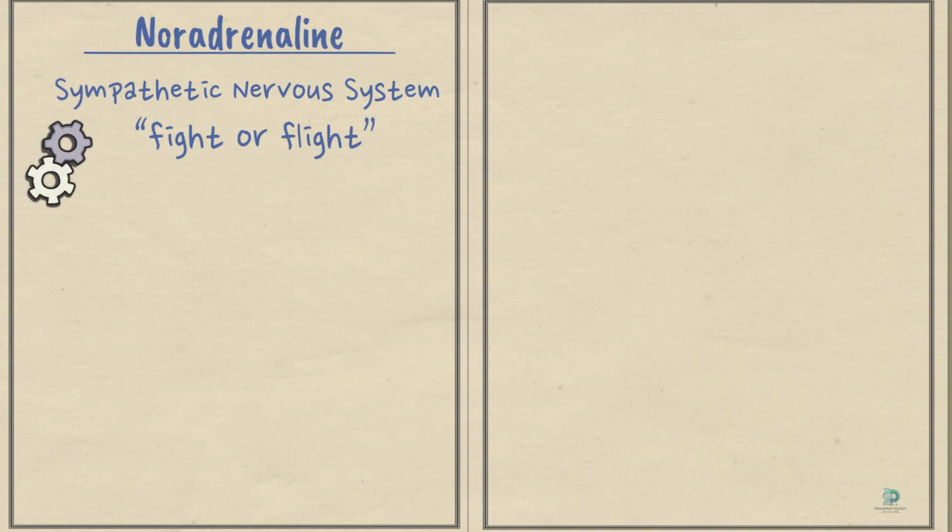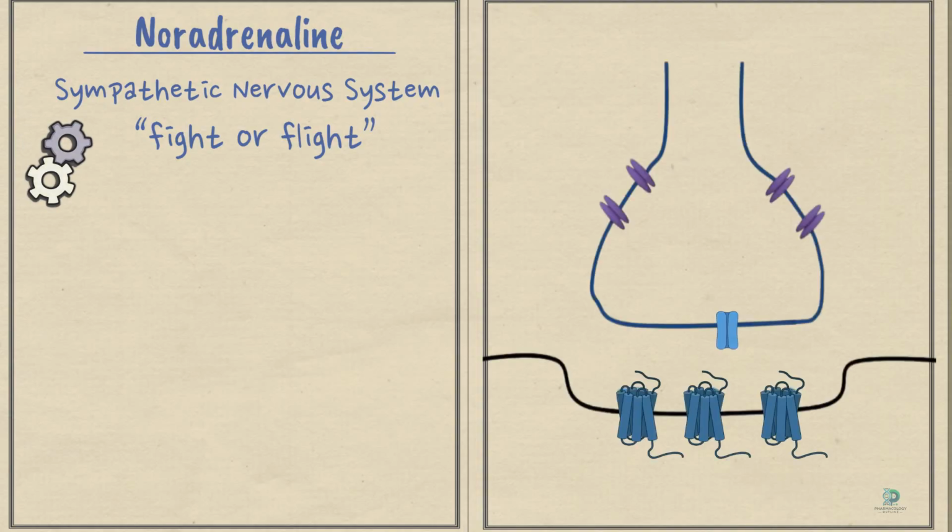Biosynthesis of noradrenaline. Its synthesis is a multi-step process. It all starts with the amino acid tyrosine, which enters the neuron. Tyrosine hydroxylase converts tyrosine into L-dopa. This is the rate-limiting step.